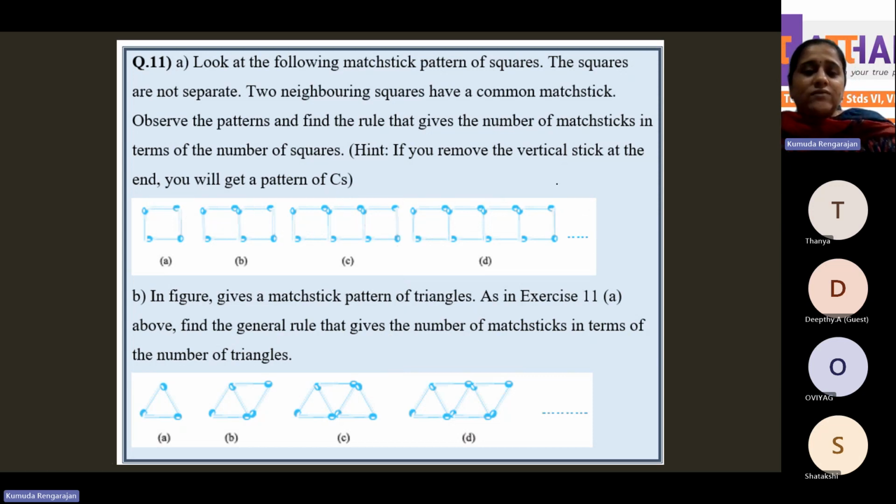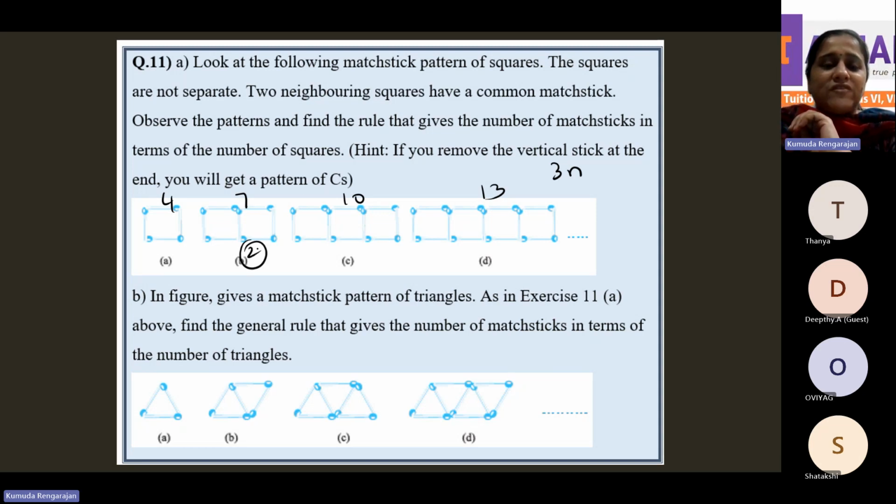Now, supposing the second one. We already got 3n, because 3 is the difference, and the difference should be multiplied by n. Now we'll take n as 2 for the second figure. So 3 into 2. What is 3 into 2? 6. But how many sticks are there? 7. So plus 1.